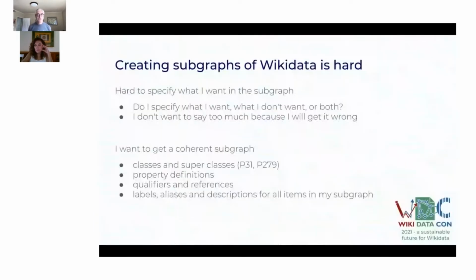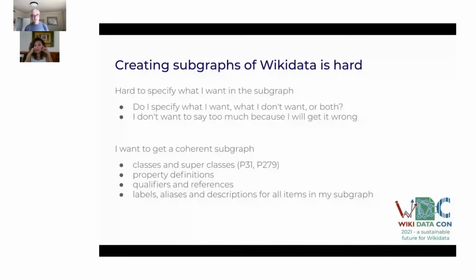Creating subsets of Wikidata is hard because, how do I specify what I want? Do I specify what I want, or do I specify what I don't want? I want everything except, or both. And I don't want to say too much. I don't want to be too detailed because Wikidata is so large that I'm probably going to get it wrong. And then at the end, I want a coherent subgraph.